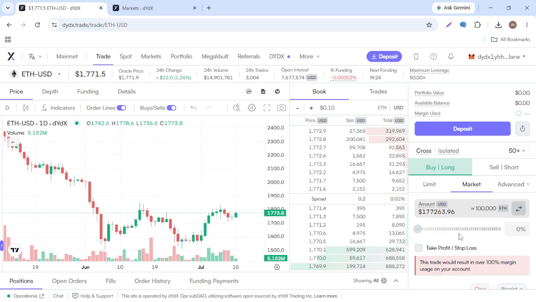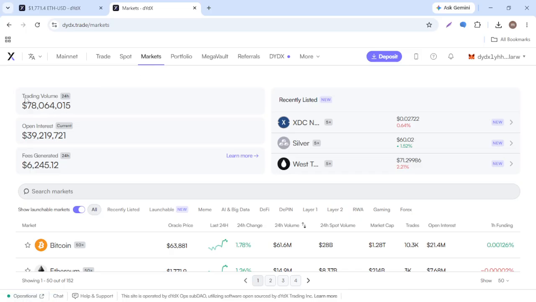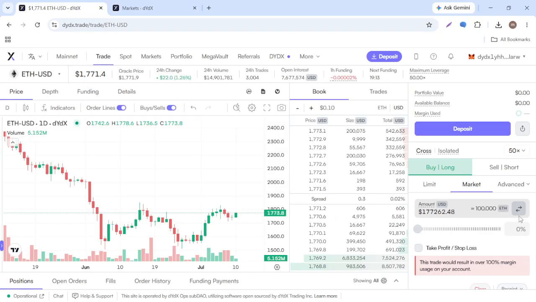Another factor that can affect your trading fees is your recent trading volume. On dYdX, accounts with higher trading volume may qualify for lower fee tiers. This means that your estimated fees may change over time as your trading activity increases or decreases.